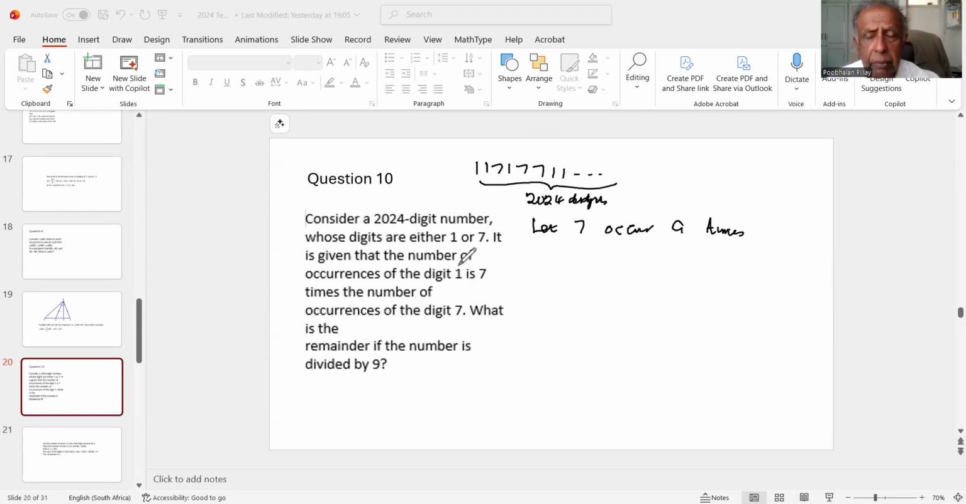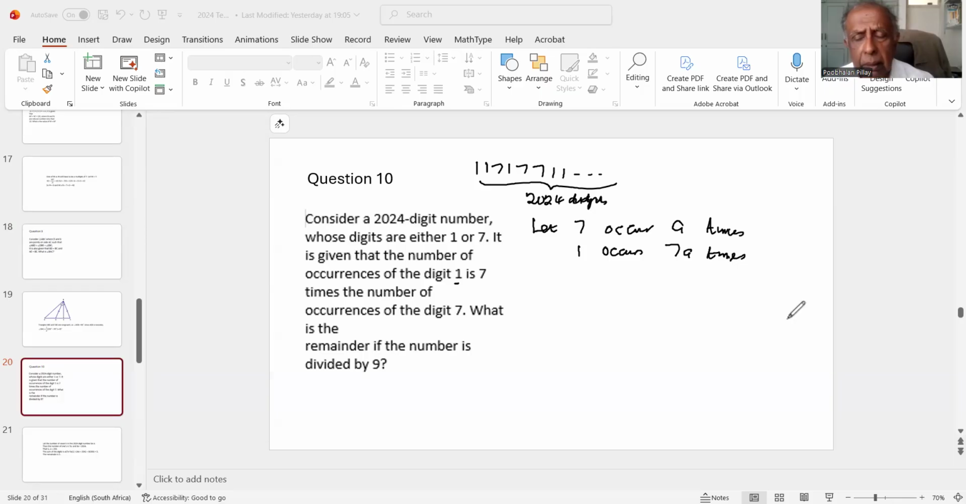It says here that the number of occurrences of the digit 1 is 7 times the number of occurrences of 7, so then 1 occurs 7a times, because 1 occurs 7 times the number of occurrences of 7. So this number here has got a sevens and 7a ones. All right. What is the remainder when the number is divided by 9?